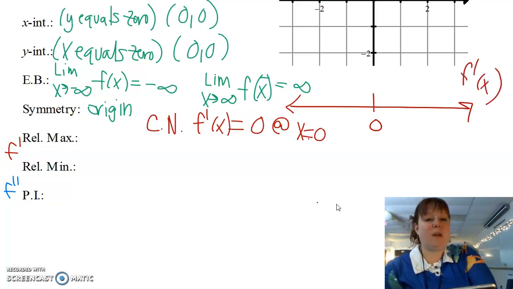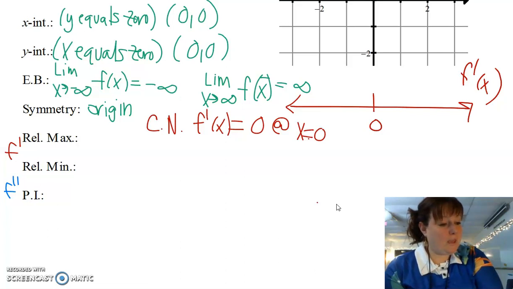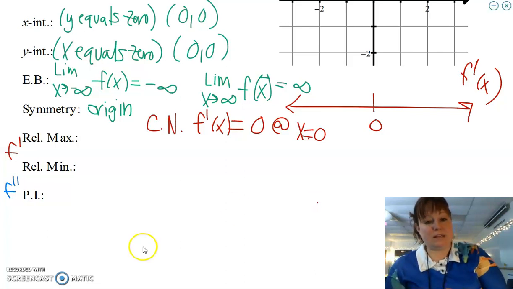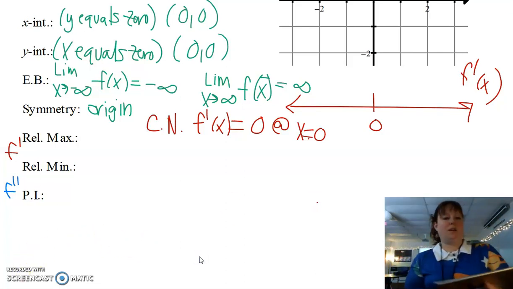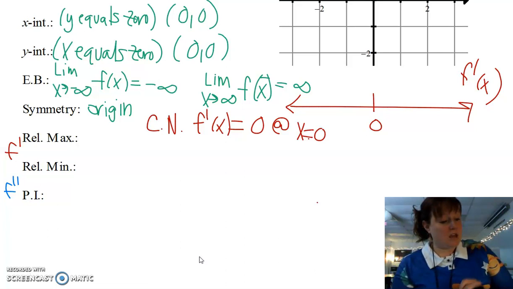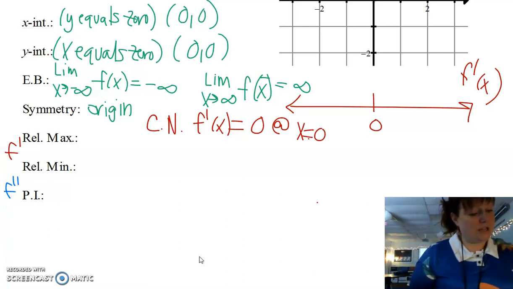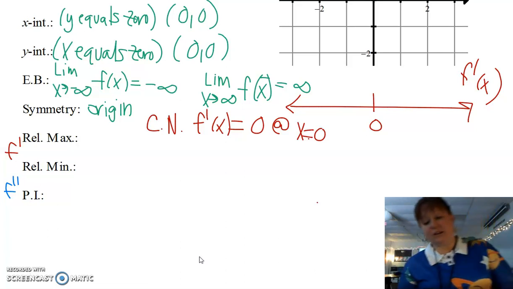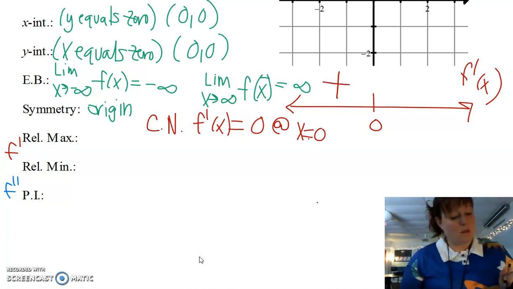What's going on with f prime? Okay, so let's figure out. If I put a number smaller than 0 in here, what is it? If I put numbers smaller than 0, like negative 1, into my derivative, what's going on? Remember, this is my f prime number line, which means I'm looking at f prime. If I put negative 1 into the function, I get positive times a positive over a positive, so that's positive. If I put in positive 1, I get positive times positive over positive, so it's positive.